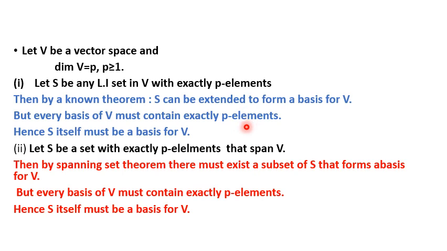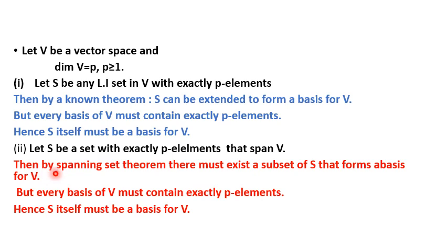What do you mean by that? S itself must be a basis for V. There is no chance to extend S. If you extend it, it will have more elements, then it cannot be a basis. But according to a theorem, every Li set can be extended. Then what is the common point for both? S itself must be a basis for V.